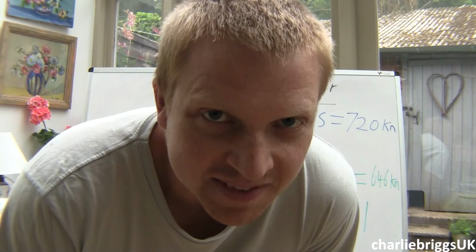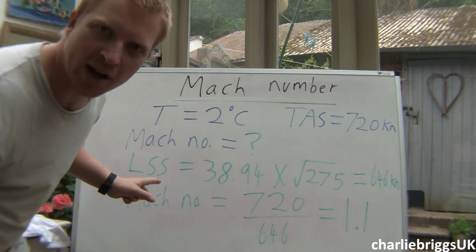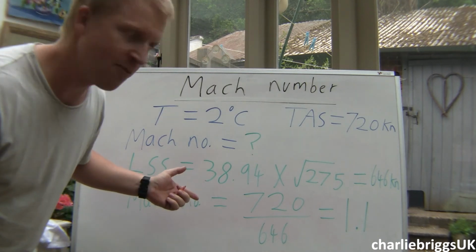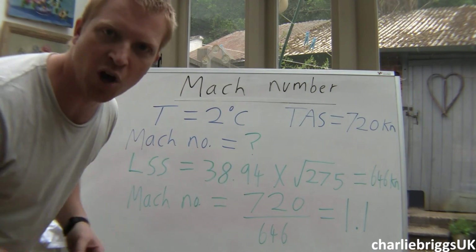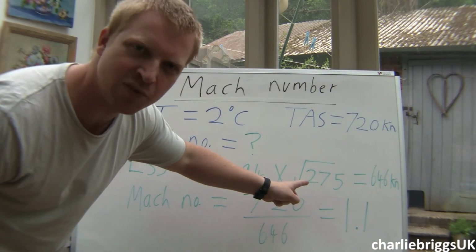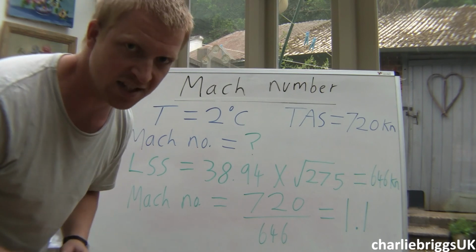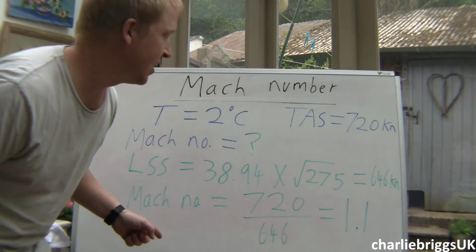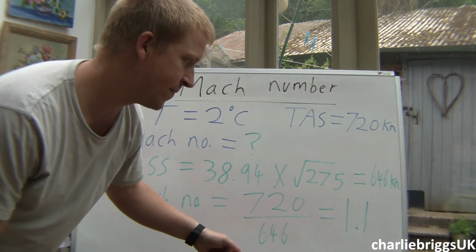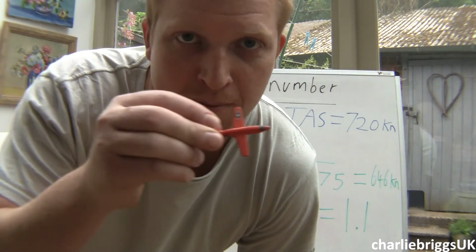Okay, ready? Let's have a look. First, work out the local speed of sound. So the local speed of sound, 38.94 multiplied by the square root of Kelvin. So 2 degrees Celsius is 275 Kelvin. So we have 646 knots, LSS. So our Mach number is the true airspeed over the local speed of sound. Our Mach number is Mach 1.1. So the aeroplane is flying at Mach 1.1.